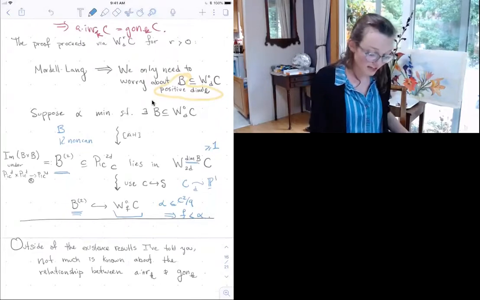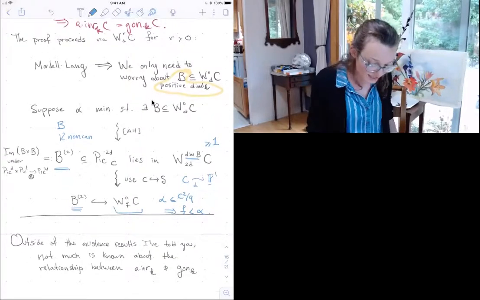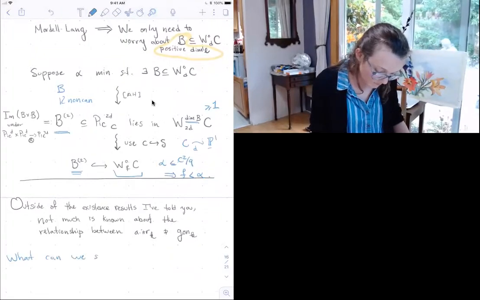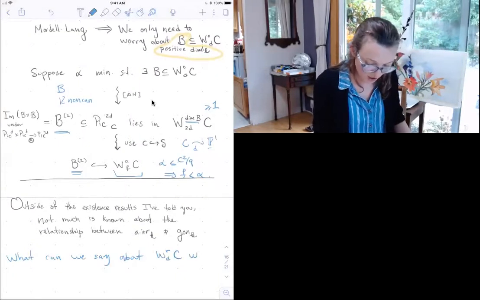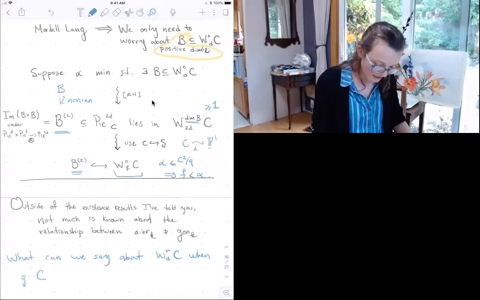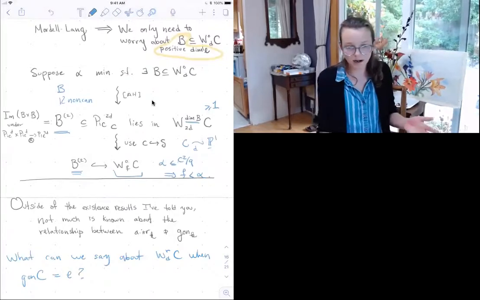So another way of phrasing this, by what I explained about the relationship with W^r_d, is the question, what can we say about W^r_d of C when C is not necessarily general, when the gonality of C is fixed to be some integer, say e, and e might be less than the generic gonality.